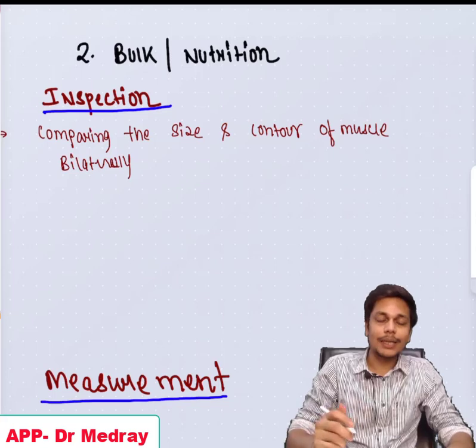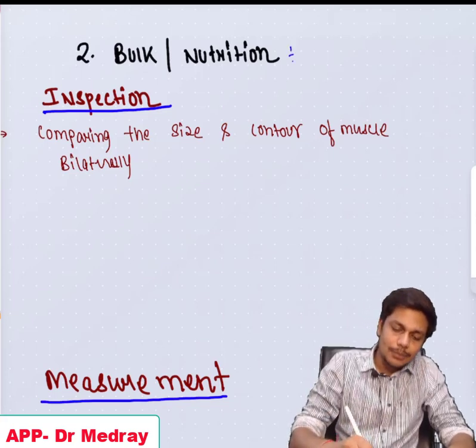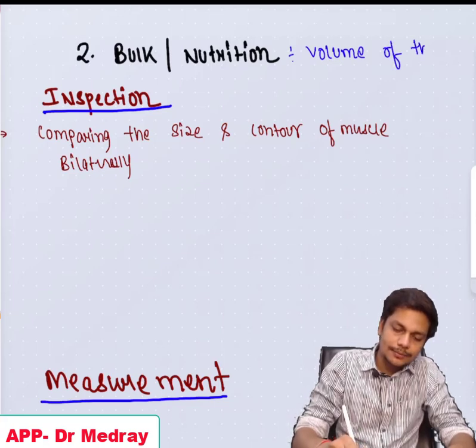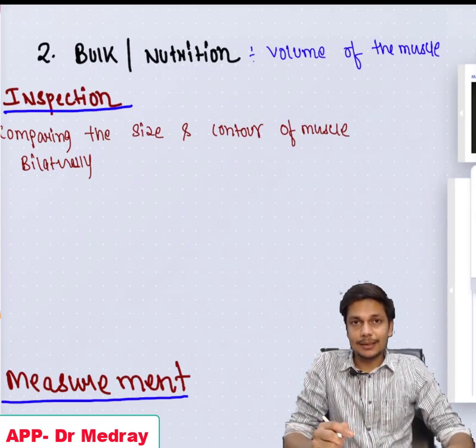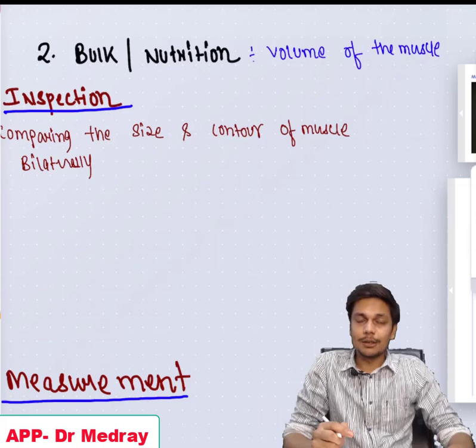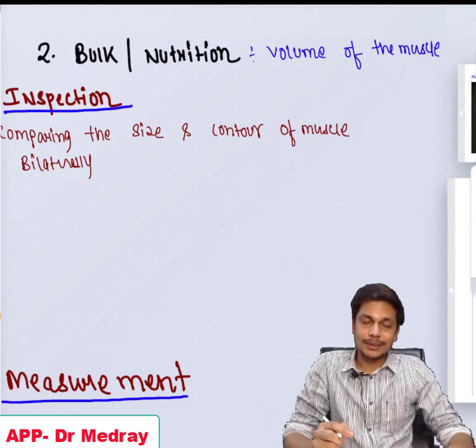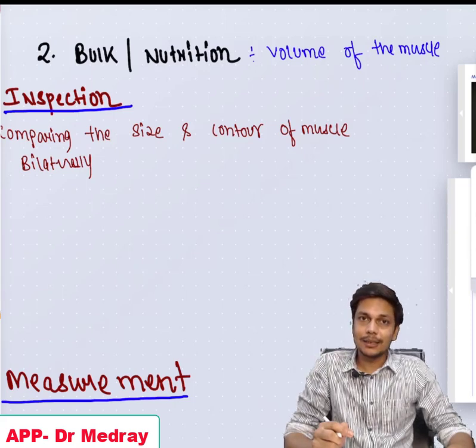So what is the bulk of the muscle? It is nothing but the volume of the muscle, the amount of the muscle, also known as the nutrition. We can also look for the nutrition, as we have seen in general examination, where while checking for the nutrition we also looked at the mid arm circumference and the mid thigh circumference.